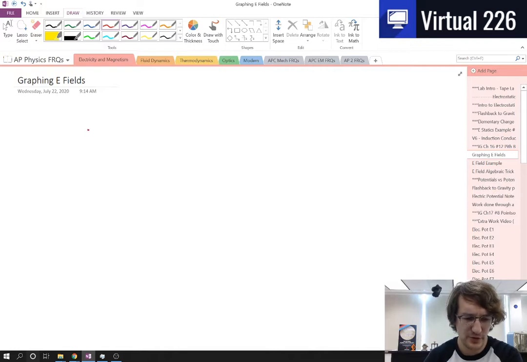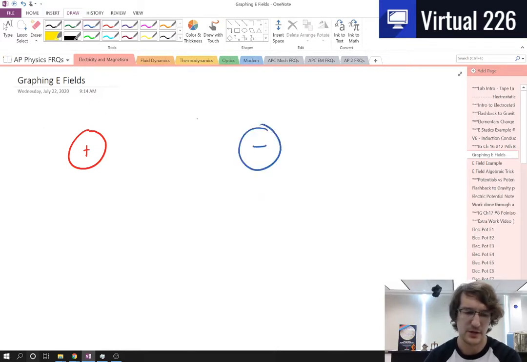First, let's just start off by drawing a positive charge here. Okay, so there's a positive charge, and then over here, this will be a negative charge. They're both of equal charge, so this one will be plus Q, and this one will just be minus Q. They're the same amount, just opposites.